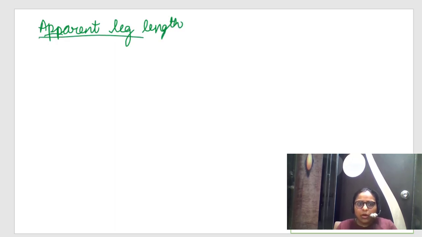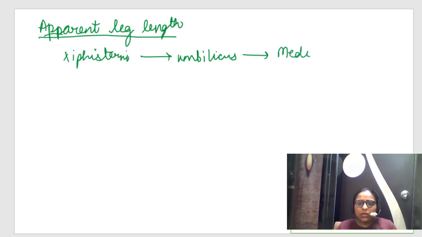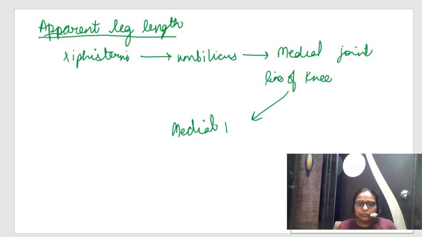Let's see how. For the apparent leg length, you measure from the xiphisternum to the umbilicus, and then from the umbilicus to the medial joint line of the knee, and from the medial joint line of the knee to the medial malleolus. If you follow this procedure, that is your apparent leg length.